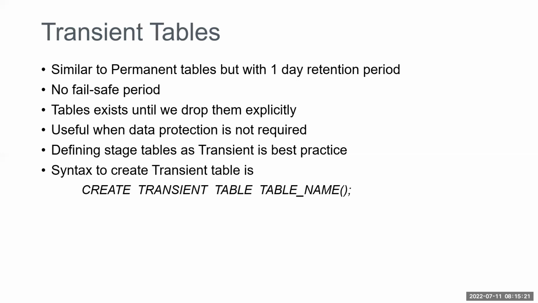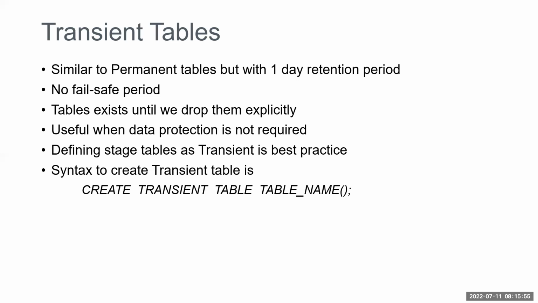Defining stage tables as transient tables is the best practice. Not every organization, but some organizations create their stage tables as transient tables. Because with stage tables, we just get the data from external stages or internal stages and load it into stage tables. From there, we process the data and store it into the main tables, right? So even though you delete some data from stage tables, nothing will happen because the files are available either in the external stage or internal stage.